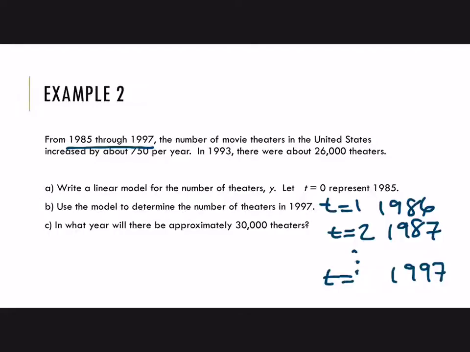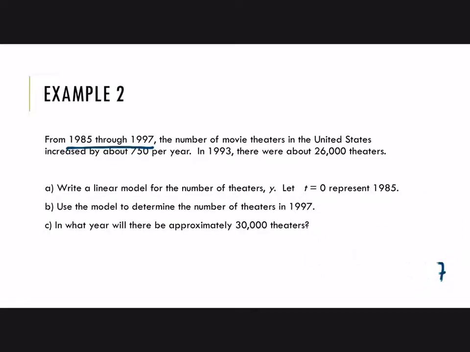Okay. Well, just think about how many years we've, what's the difference between 1997 and 1986? All right, and that's 11 years. So then it would be the same thing for the t's. So then t equals 12 corresponds with 1997.